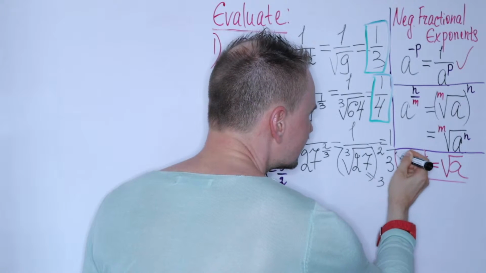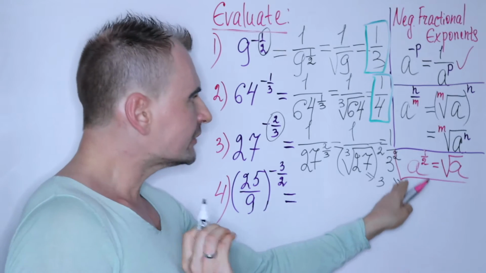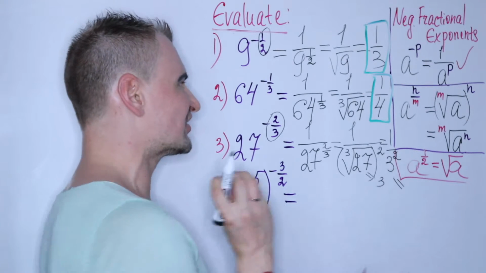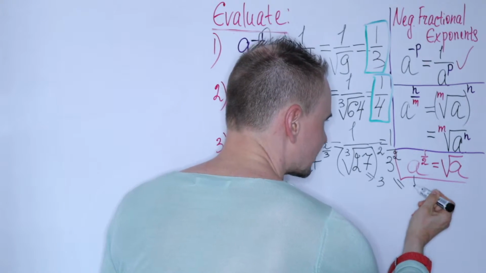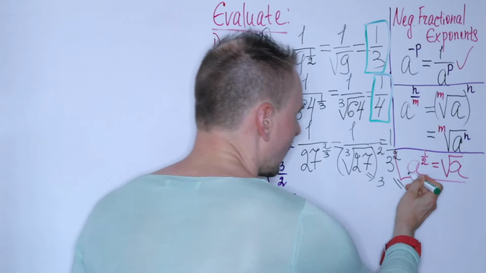and all you need to do is just raise this. I'm running out of space. All you need to do is just raise this 3 to the second power, and it's going to be just 9. So the final answer for this problem is just 1 over 9.